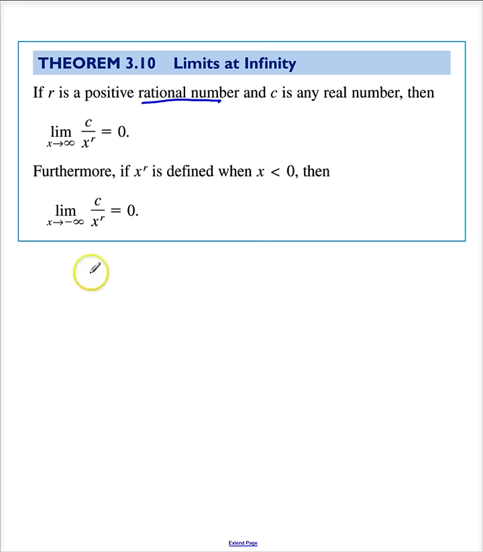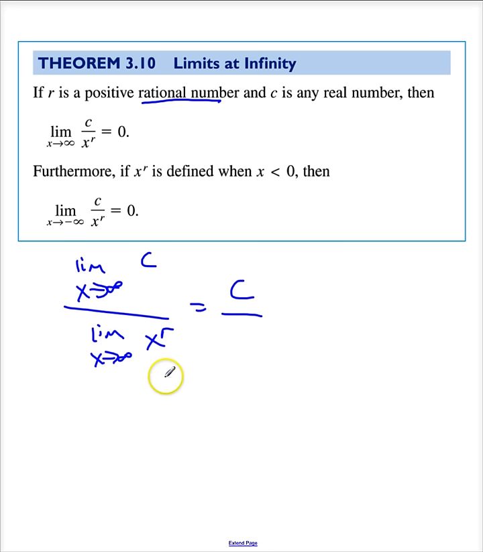Now what does this mean? Remember, we can break limits up. This is the limit as x goes to infinity of C divided by the limit as x approaches infinity of x to the R. Well, the numerator is always going to be C. Now what does the denominator become? As this becomes unbounded, this approaches infinity. Now remember, infinity is not a number, but I'm going to treat it like one here. And 1 over a really big number is 0. So I'm just going to put it as x approaches infinity because I don't like that notation.